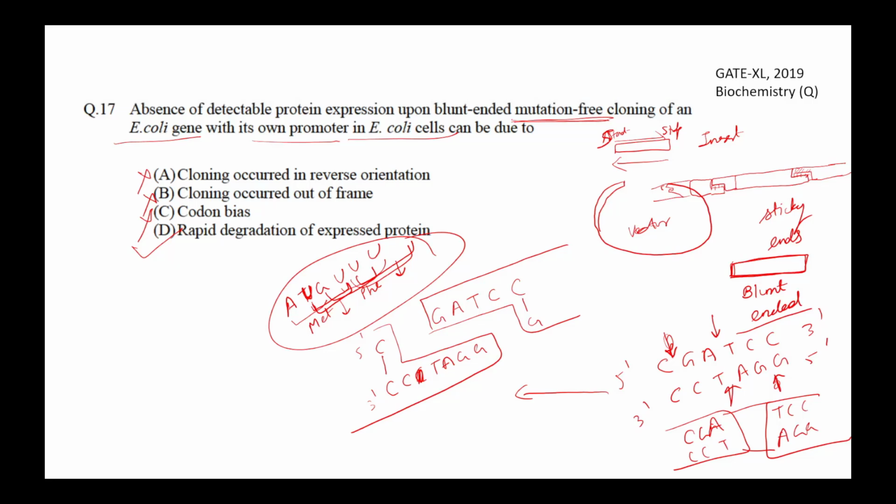So in the absence of reporter protein expression upon blunt-ended mutation-free cloning, the fourth option is correct: the protein is being formed, but there is a possibility that it is being degraded, and because of that we are not able to detect the protein. So this is the correct option.